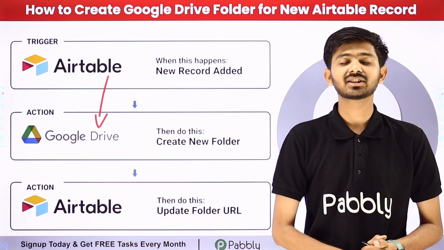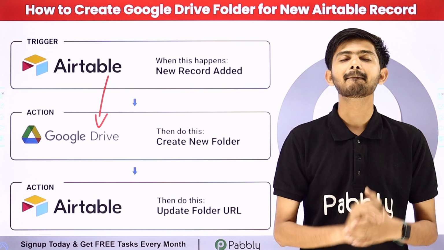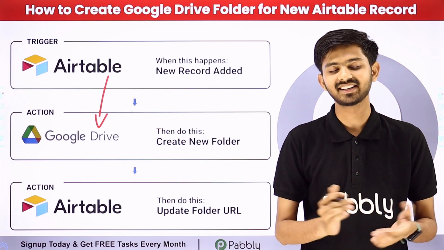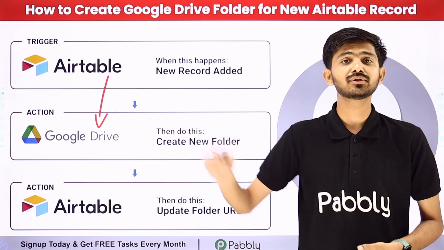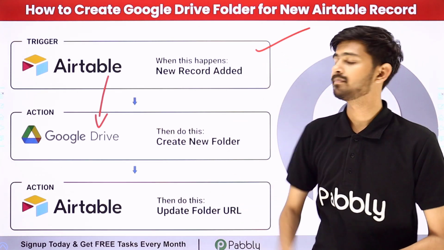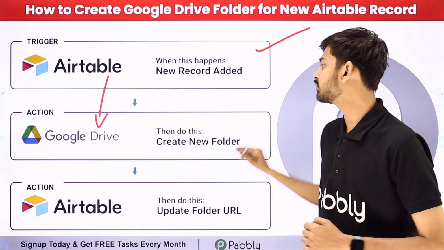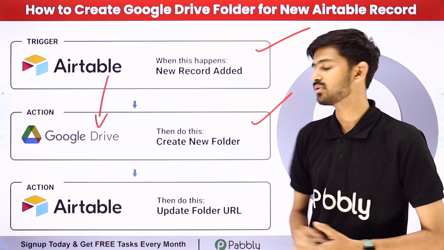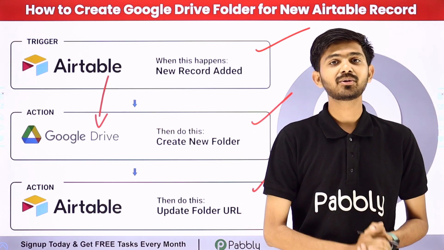For building this connection, I'm going to use Pabbly Connect, which is an amazing software for automation and integration. In Pabbly Connect, I have to use trigger and actions. In the trigger application, I'm going to use Airtable. In the action application, first I'm going to use Google Drive and then I'm going to use Airtable. So how am I going to build this connection?